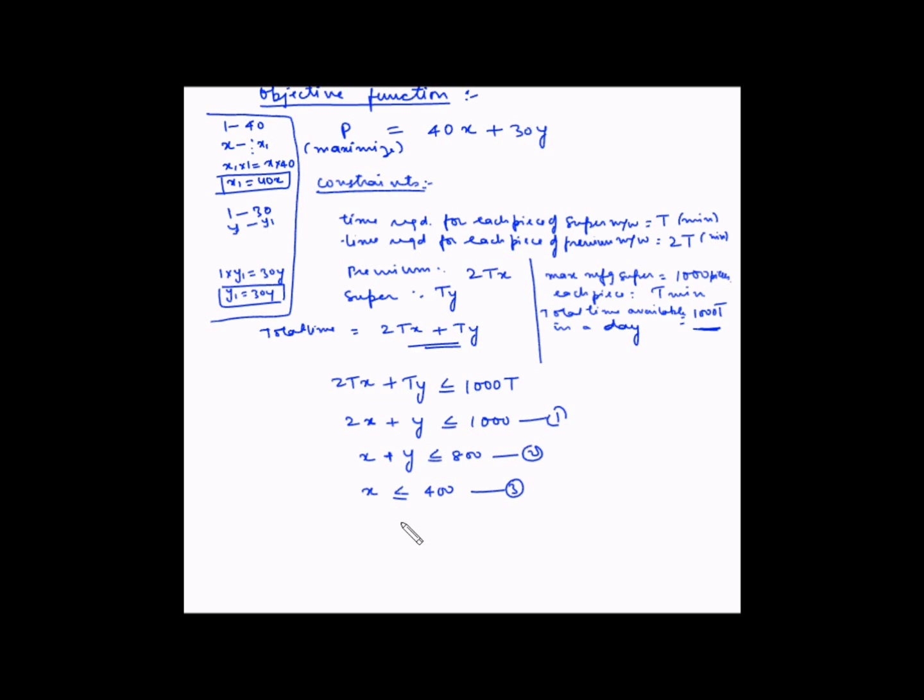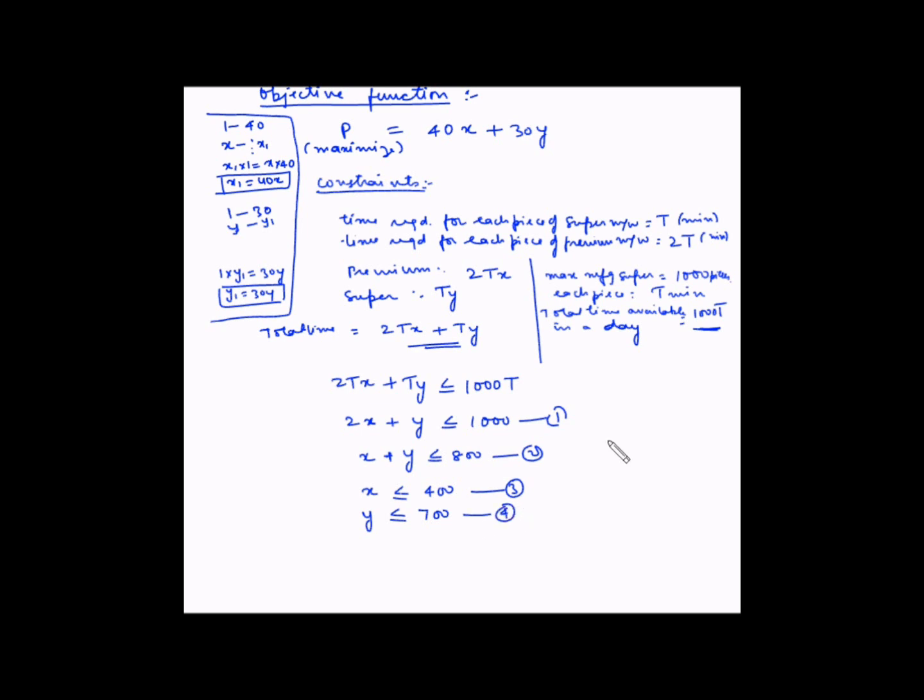In case of super microwave, we have been given that the suppliers for super microwave can supply 700 casings per day at the maximum. So Y, which is the number of super microwaves to be manufactured, has to be less than or equal to 700. So this is our fourth constraint.